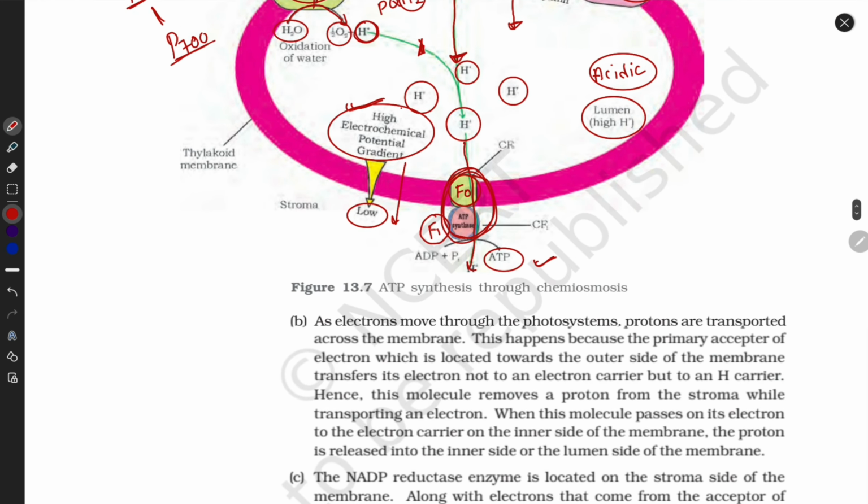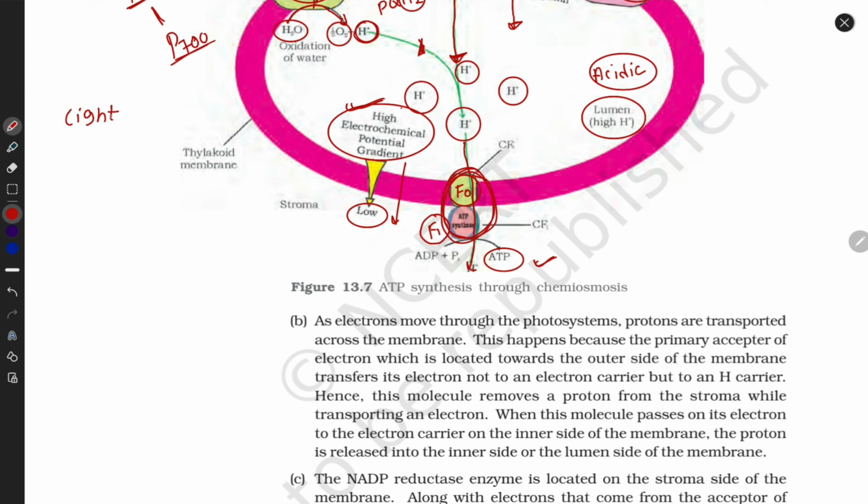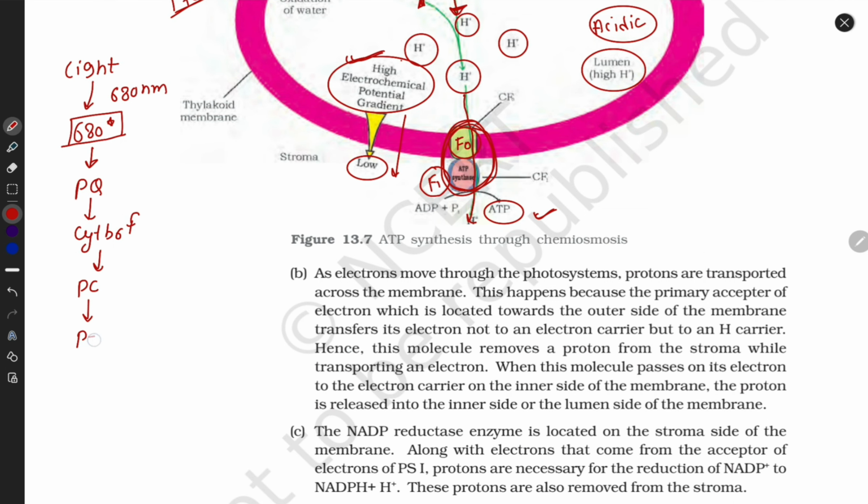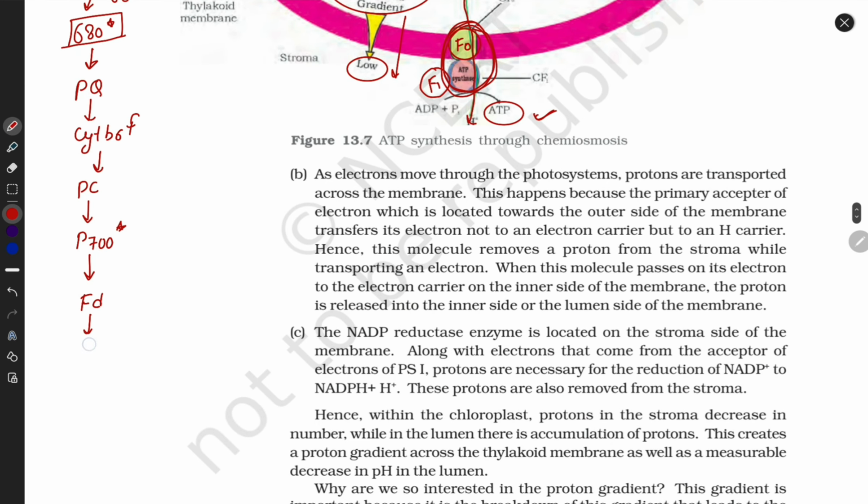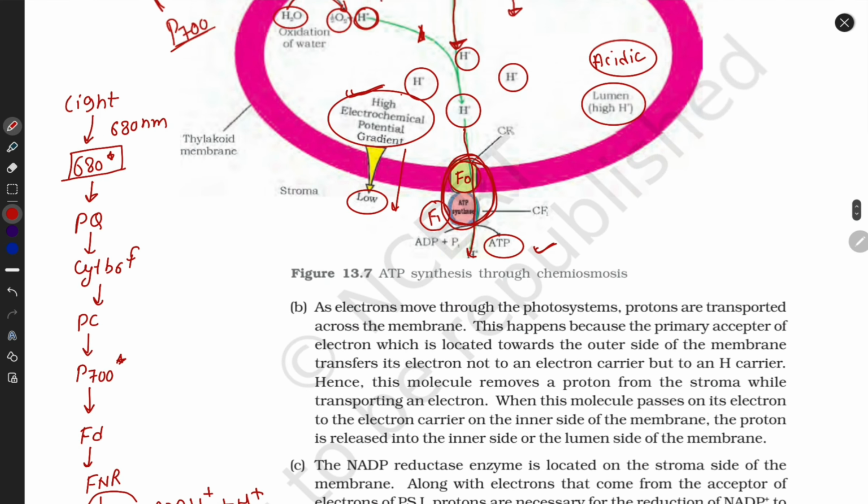I'll repeat again by the flow chart. Light of 680 nm comes and activates P680. It passes its electron to plastoquinone, plastoquinone passes it to cytochrome b6f, cytochrome b6f passes it to plastocyanin, and plastocyanin passes it to P700, which gets activated. It passes its electron to ferredoxin, then to FNR, and finally produces NADP plus to NADPH plus H plus. So this is the whole mechanism.